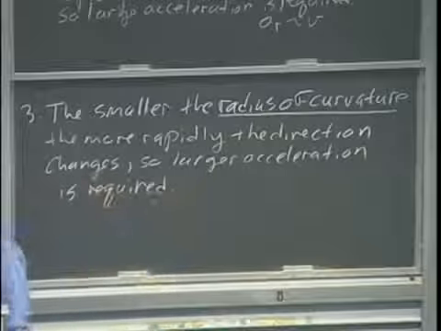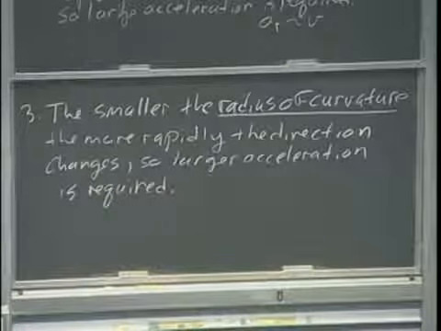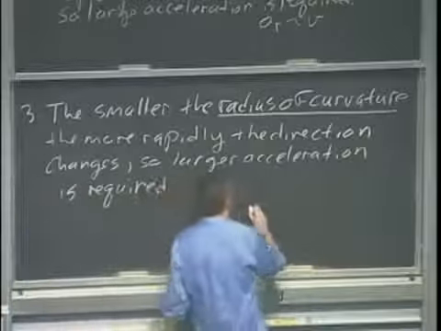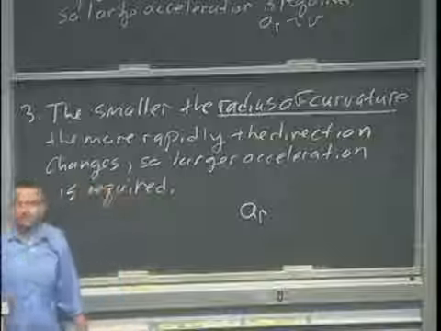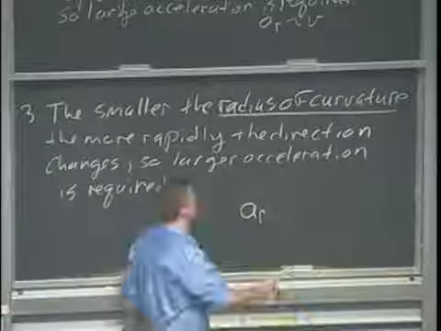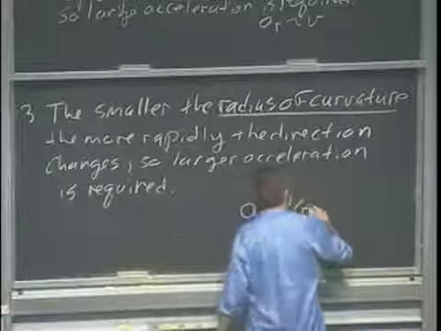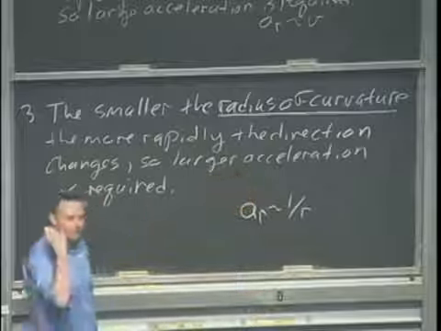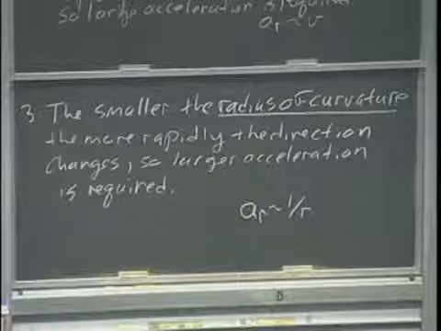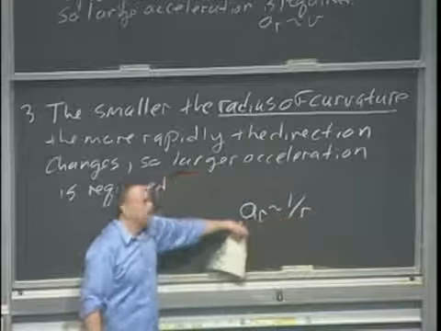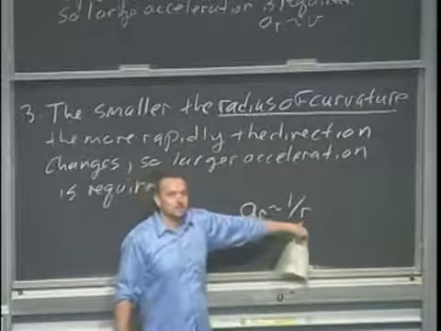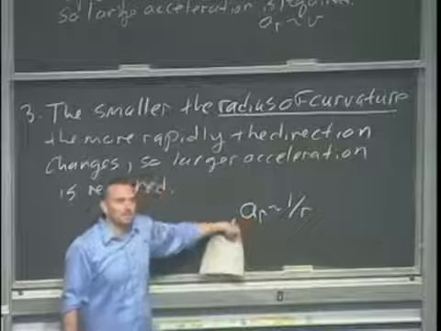Okay, so if we're thinking about how the centripetal acceleration depends on radius, it can't be proportional to the radius, because in that case it would increase as the radius increases. Okay? The easiest way to think of this is if it goes as the inverse of the radius. So as the radius gets larger, as this term on the bottom gets larger, the acceleration gets smaller, or vice versa, as the radius gets smaller, the acceleration gets larger.